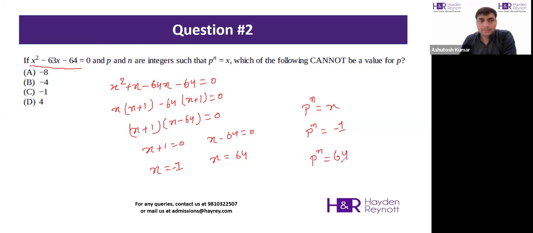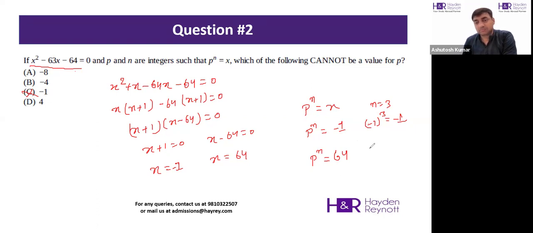So let's see. If I use n is equal to 3, right, then I can get minus 1 to the power 3 as equal to minus 1. Means the value of p can be equal to minus 1. So C is not going to be the answer. Right? Now there is no other number which is related to the 1. So we'll move to the 64.